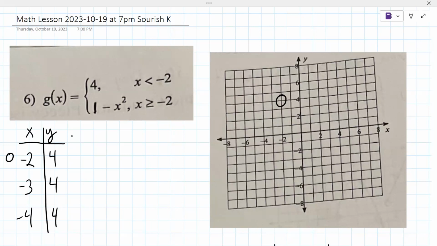Got it down. All right. -3, 4 is -3, there. 4. Yeah. And then -4, 4. So it's to the left forever. Should I circle it for -2, 4 or just bubble it?